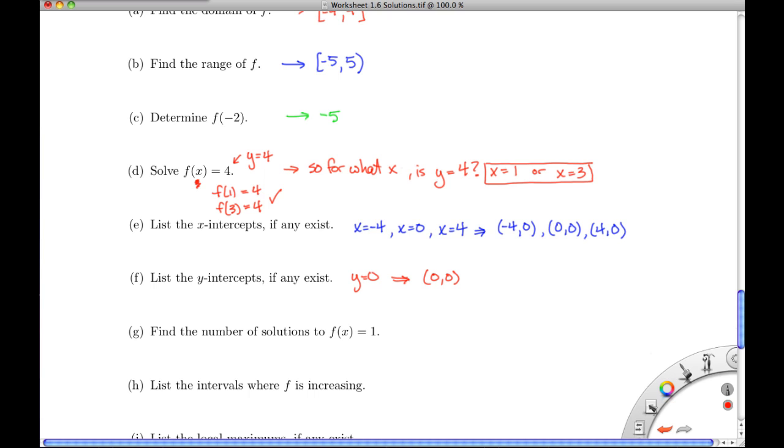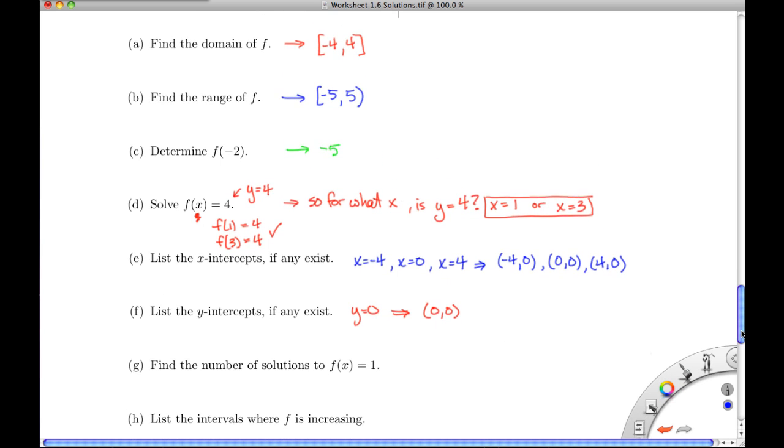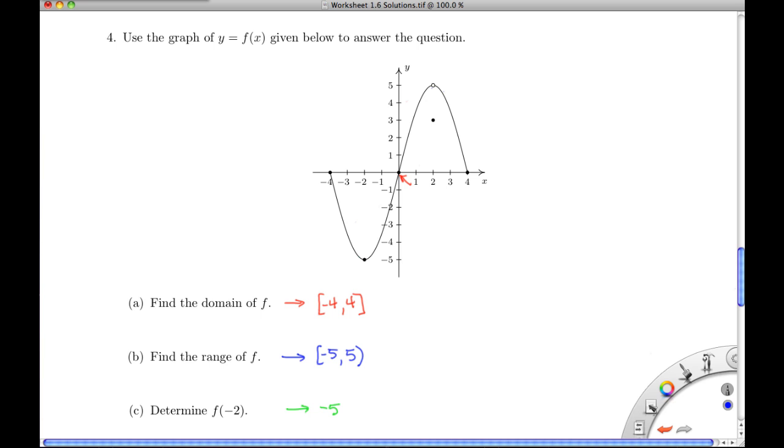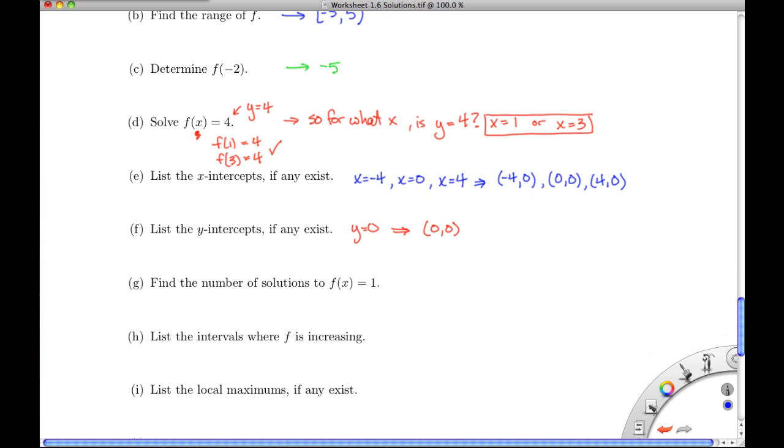Okay, so for part G, we want to find the number of solutions to f of x is equal to 1. So this is kind of like what we did in D. We're wondering, how many times does our function have a y value of +1? So we're looking for when y is equal to +1 here. Looking at this, we go to +1, and I'm just going to draw a horizontal line through there. So anytime our function hits that line, it's a change of value. So it looks like it does it once here and once here. So in this particular question, if we're being asked to find the number of solutions, we've got 2 of them.